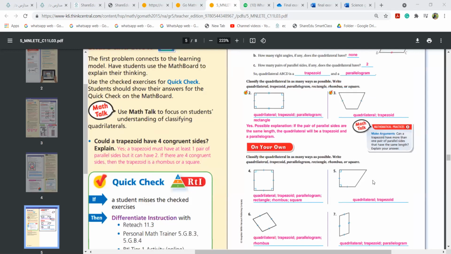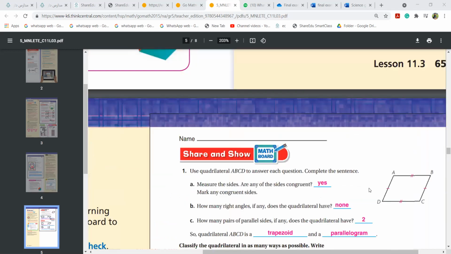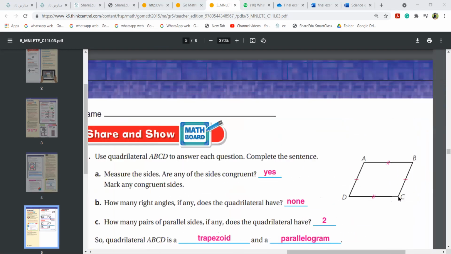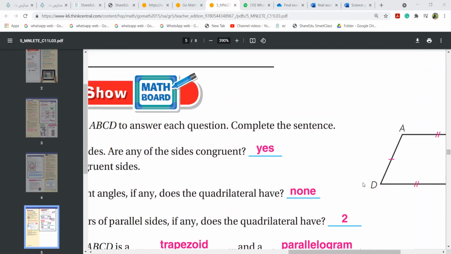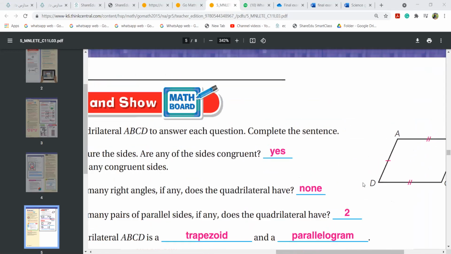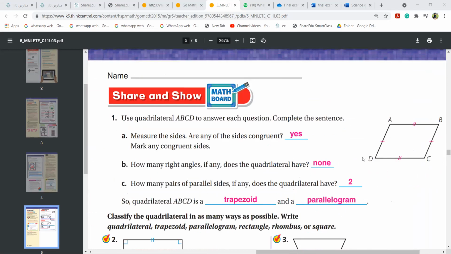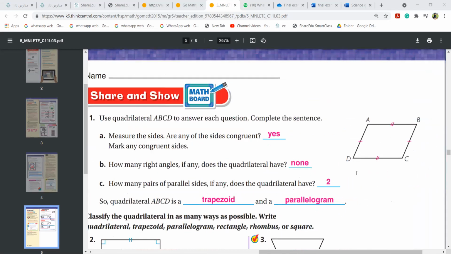Now, the sides of this, are any of the sides congruent? That means line AB and line DC are congruent. Yes, they are the same. See, two lines and two lines, they are the same. So I write yes, because they ask you any of the sides. Then they ask, how many right angles do you see? I don't see any right angle. Do you see any L shape? Any proper L shape in the picture? No. So that's why none. How many pairs of parallel sides? They did not ask you how many parallel sides. Pairs. There are two pairs of parallel sides.